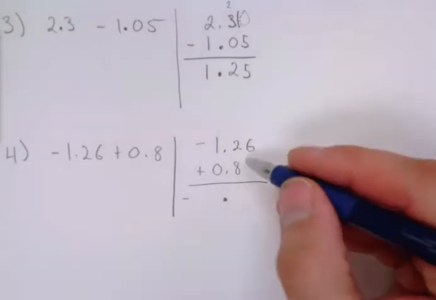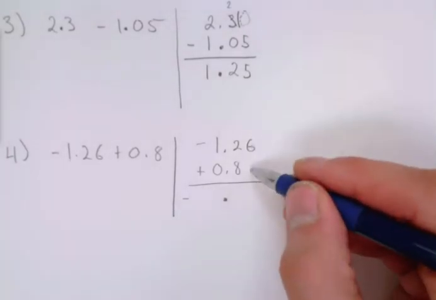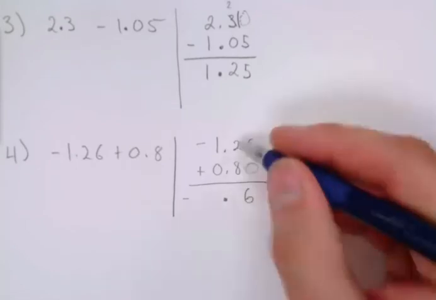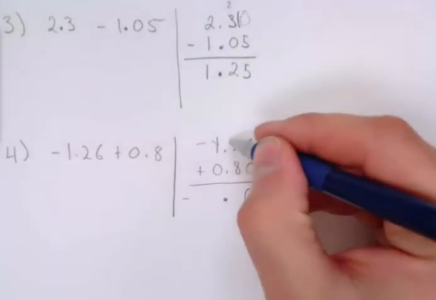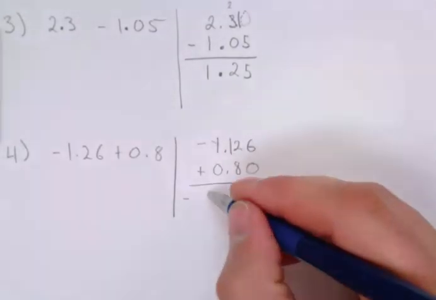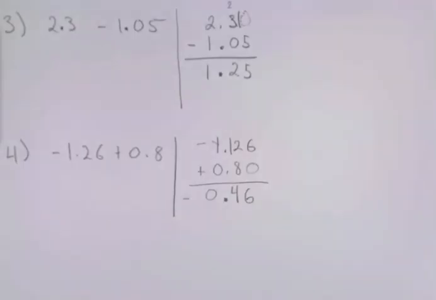So first we're going to go, what's 6 subtract 0? There's an imaginary 0 here. We're going to end up getting 6. 2 subtract 8, I can't do that, so I must borrow from the 1. 12 subtract 8 is 4. 0 subtract 0 is 0. So my answer is negative 0.46.